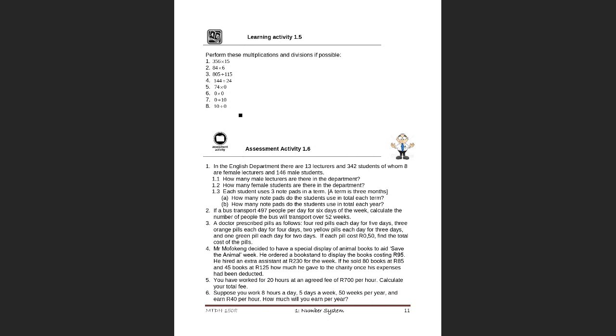Now, 4 red pills, so 4 plus 5 plus 3... Let's start again. It says that a doctor prescribes pills as follows: 4 red pills each day for 5 days, 3 orange pills each day for 4 days. So for the red pills, it will be 4 times 5. Yes, Bridget.